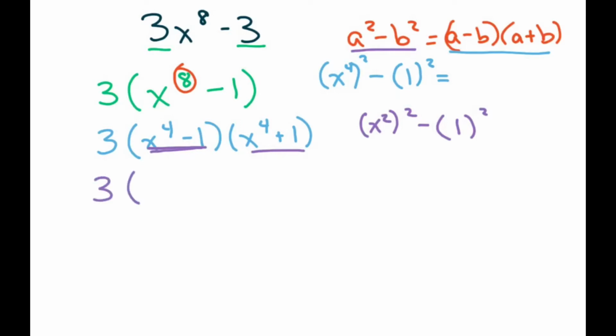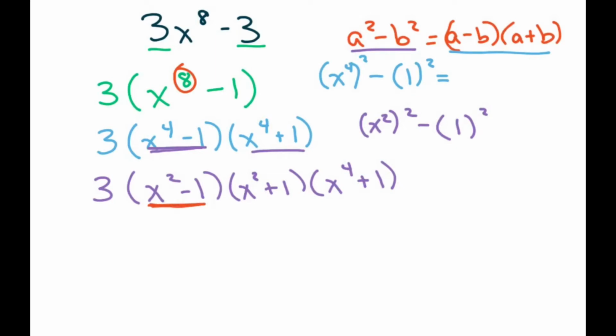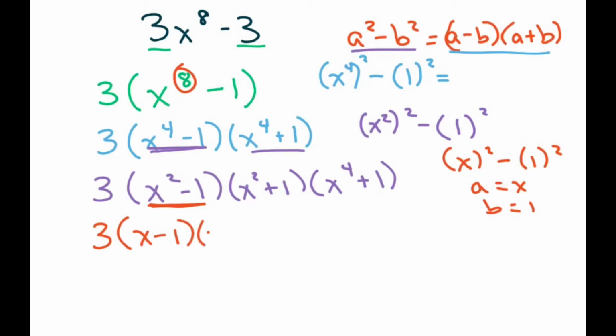So here we have 3 times x squared minus 1 times x squared plus 1, and then we'll go ahead and write x to the 4th plus 1. And if you further look at this, we can also factor that one. So that one would be x squared minus 1 squared, so your a is x and your b is 1. So now we can factor further, and we get x minus 1 times x plus 1. We can't factor that anymore, because that will give us complex solutions instead of real solutions.